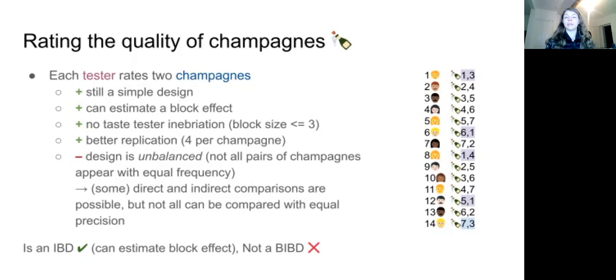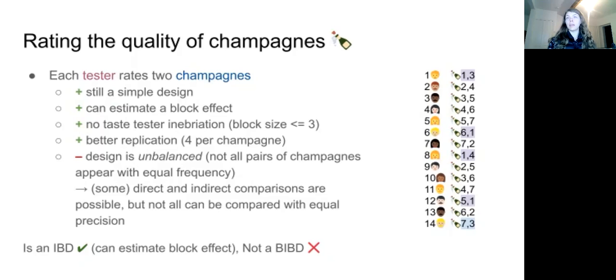Now, what if we instead assigned 2 champagnes to each tester? This is still a fairly simple and straightforward design, and we can now estimate a block effect because we have more than 1 champagne rated by each rater. Further, we still maintain our inebriation level in that no tester is assigned more than 3 champagnes, and we have better replication. This sort of design would work fine.